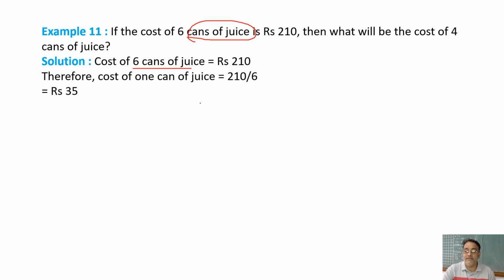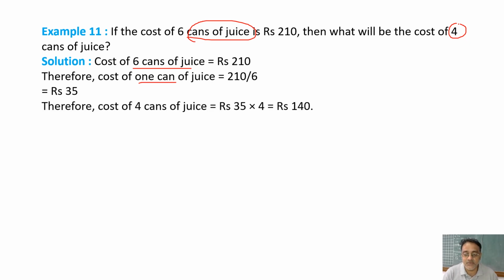चलो, अभी यहाँ पे 1 can का वैल्यू आ गया. अभी हम लोग को 4 can का निकालना है, many का निकालना है. Just now I told you अगर 1 का है वैल्यू, many का निकालना है तो हम लोग को मल्टीप्लाई करना है, ठीक है. तो cost of 4 cans of juice के लिए हम लोग क्या करेंगे? We will multiply 35 into 4, that is 140. So thus cost of 4 cans of juice is rupees 140. So this is example number 11.